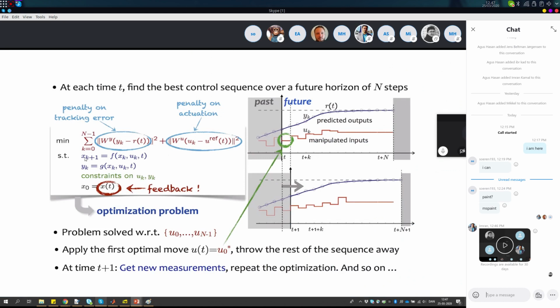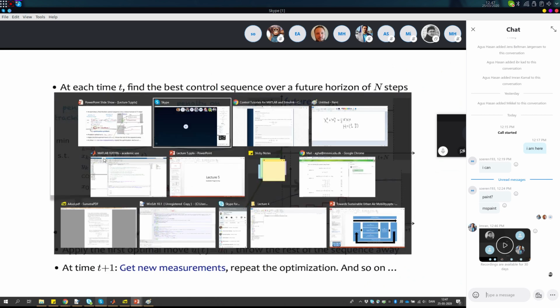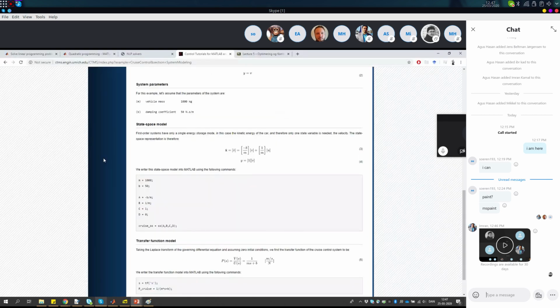So you have this kind of system. And in our problem, for example here, you want to find a controller such that you will be able to control your velocity. The controller could be the pedal of your car, and the output is the velocity. So this is a cruise control problem.